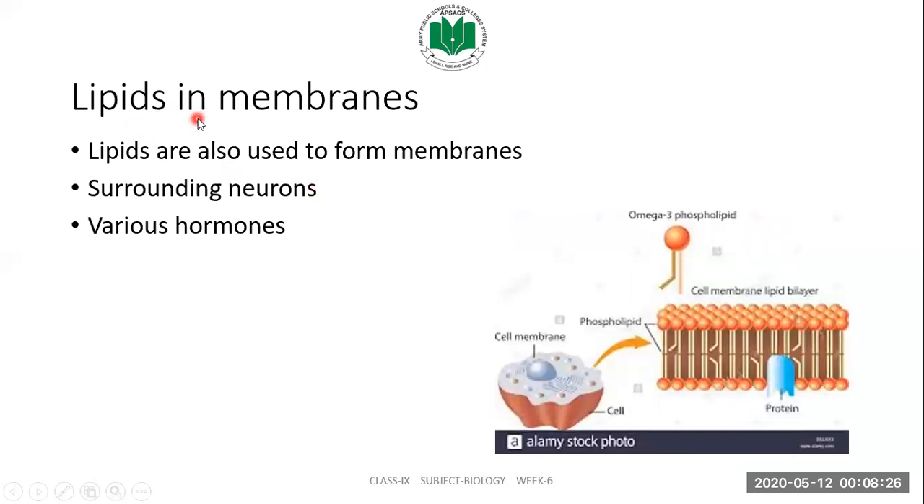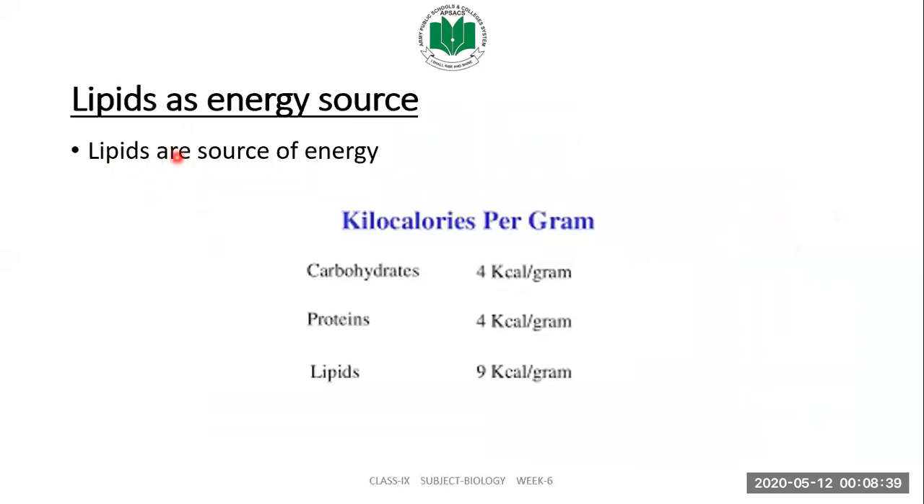Further, lipids are found in the membranes of many cells. Lipids are also used to form cell membranes. These surround the neurons, which are present in the brain and spinal cord, and they are part of various hormones. Lipids are also used as an energy source because we get them in our food. So lipids are a source of energy.